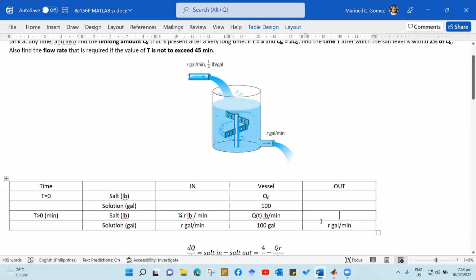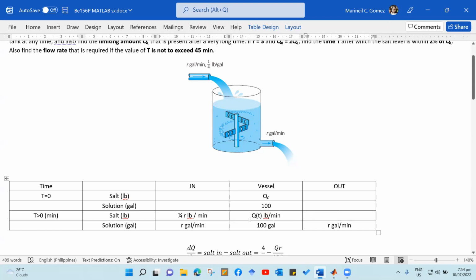Going out, you still have R gallons per minute. But what's the concentration of the salt? Considering this is a continuous, homogeneously mixed solution, once it comes inside, it's thoroughly mixed. So the concentration of the salt inside is the same as the concentration that flows out. So this is pounds per gallon.